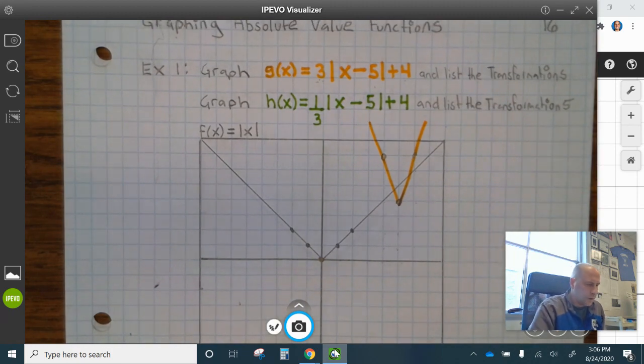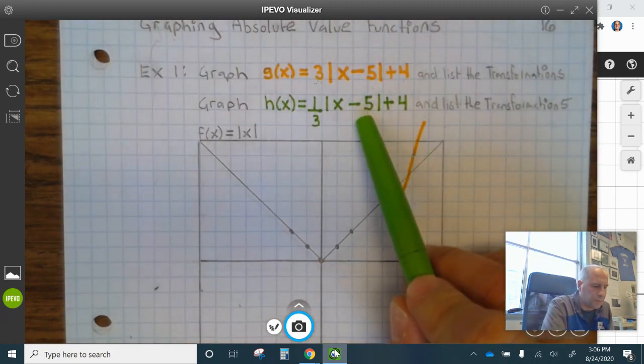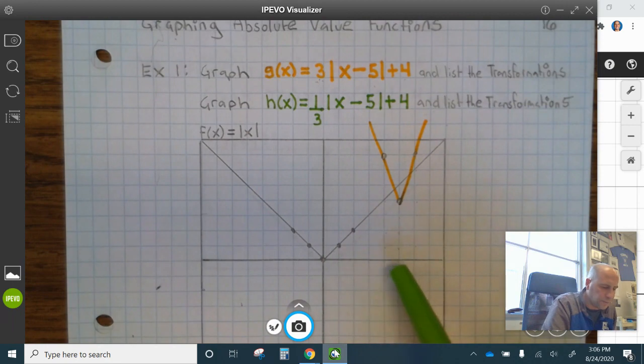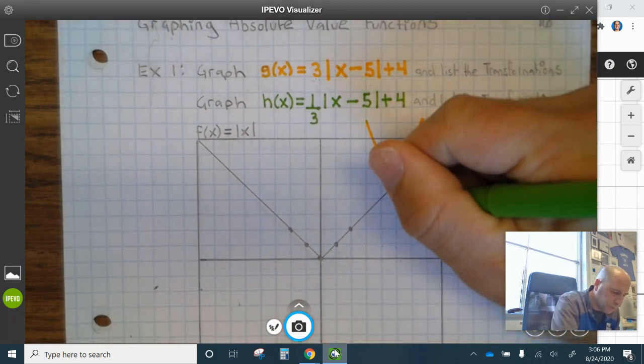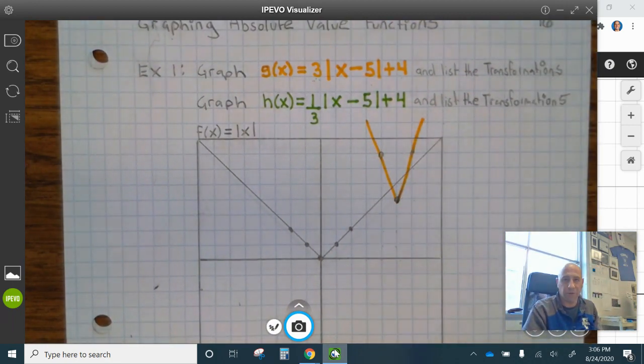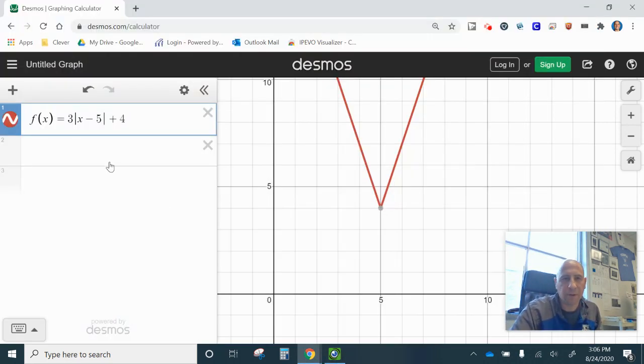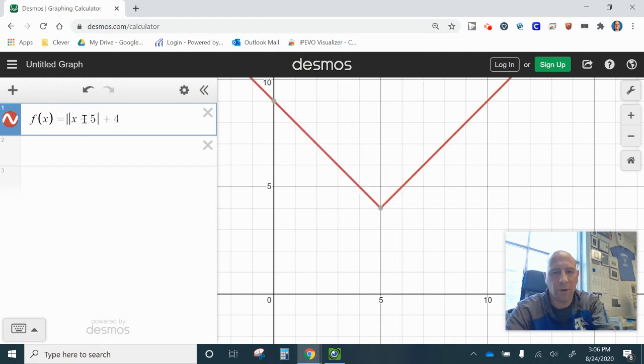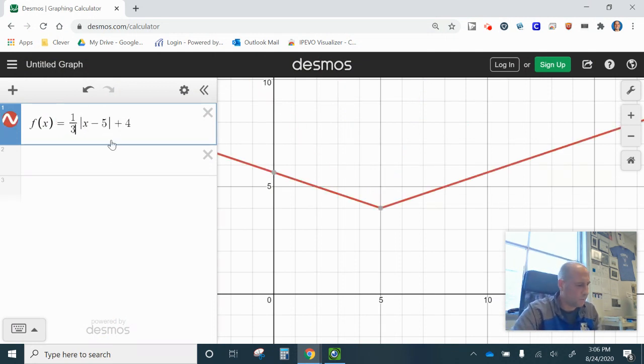Now here, the -5 and the +4 means we go to the right 5, up 4. So it's at the same vertex. I did it on purpose. I'll tell you why in just a few minutes. So now let's go back to Desmos and graph this. This is now 1 divided by 3, still x minus 5 and +4.